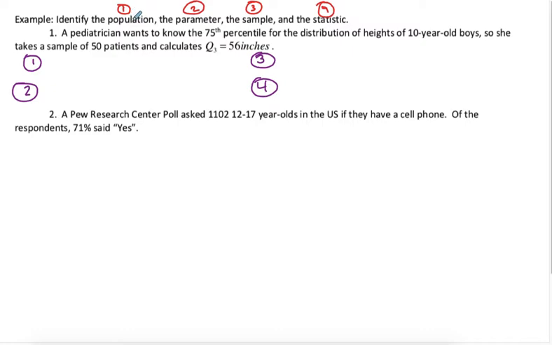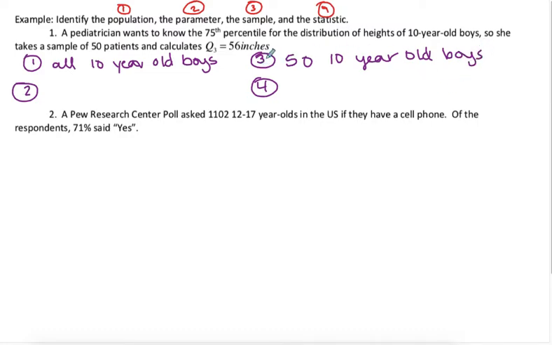So the first thing we're looking for is the population. This is going to be all 10-year-old boys. That's the big idea who we're studying here, which means our sample, okay, we didn't look at all 10-year-old boys. That would be an impossible task to organize all 10-year-old boys and find their heights. So they took a sample. That's going to be the heights of 50 10-year-old boys. So again, our population is always the big idea. Our sample is what we're taking from that population.